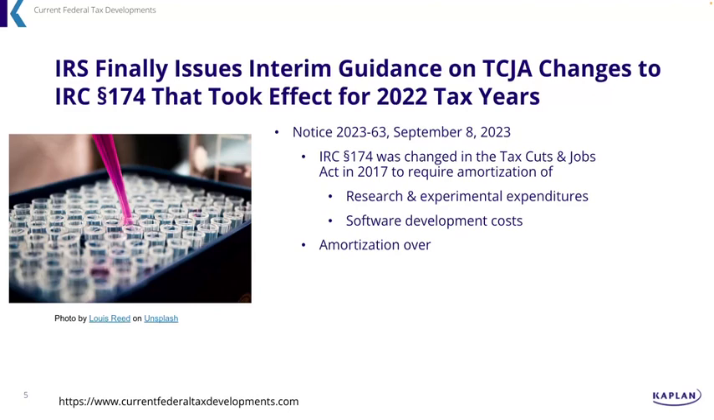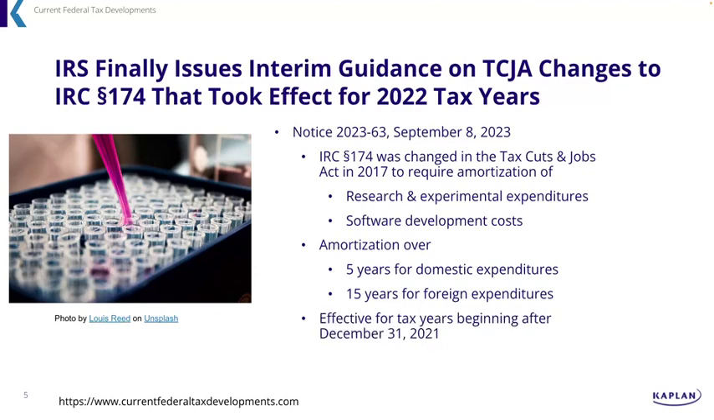Now, when this applies, you amortize these capitalized costs over 5 years for domestic expenditures and over 15 years for a foreign expenditure. Okay, so depending upon whether the research activity is conducted in the U.S. or outside the U.S., it's either a 5-year or a 15-year amortization. We do that with basically a midpoint assumption for when it's placed in service in the year in which expenses are incurred. So there'll be a half year the first year, half year the last year, and then full years in between. And it was effective for tax years beginning after December 31st, 2021. So it took effect in 2022.